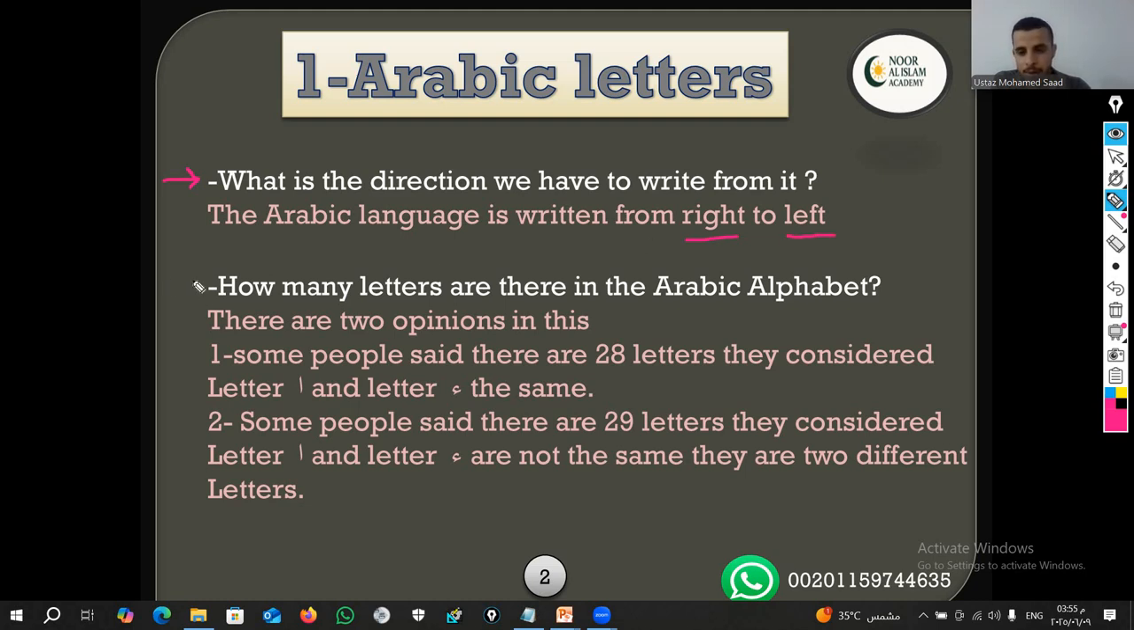And this part is about how many letters we have in the Arabic alphabet. And like I said, some people said there are 28 letters, and we consider letter Alif and Hamza the same. And other people said we have 29 letters, and they consider letter Alif and Hamza aren't the same. They are 2 different letters.